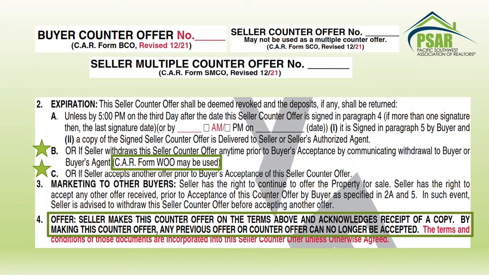All right, and then we go to 2C, or if seller accepts another offer. Oftentimes buyers think that if I just have an SCO out there, it's not a multiple, it's a seller counteroffer, and it's sitting there and the buyers are thinking about it. Seller gets another offer that they want to go ahead and accept. Oftentimes buyers believe that they can't do that. Well, that's not the case. Once again, the seller has the right to accept any other offer prior to the buyer's acceptance of the seller counteroffer. So again, it's just clarity.